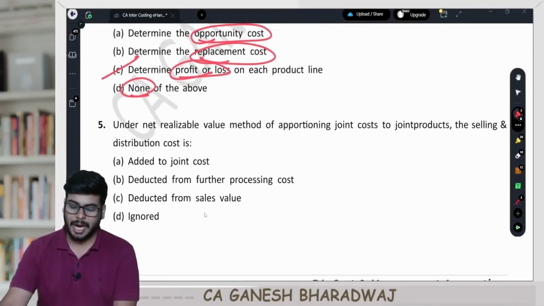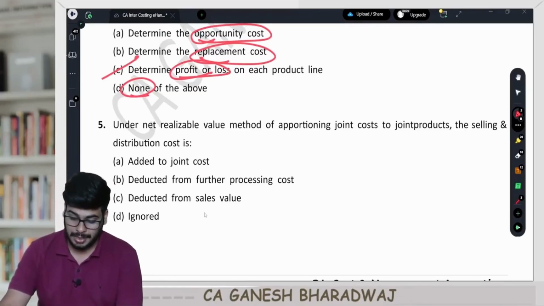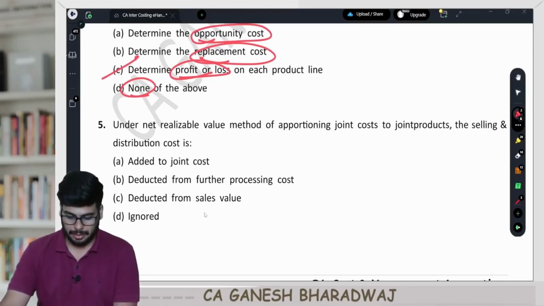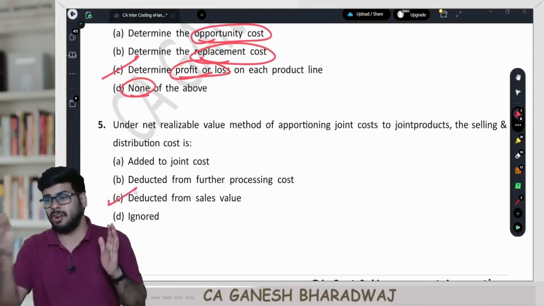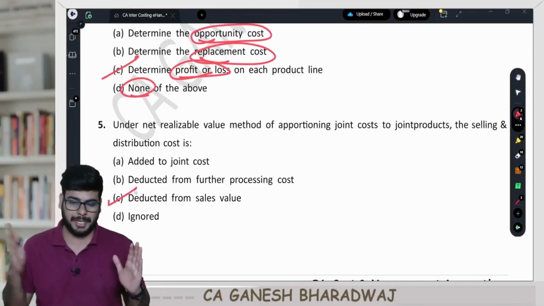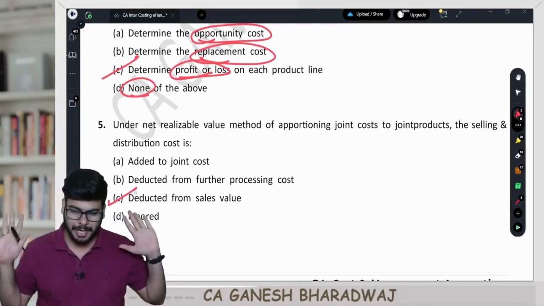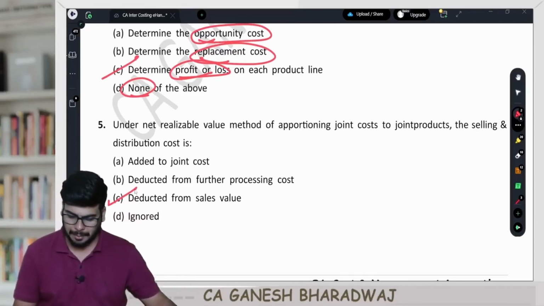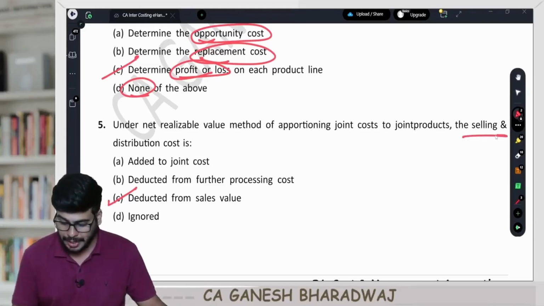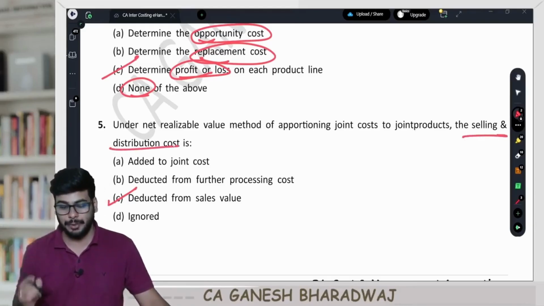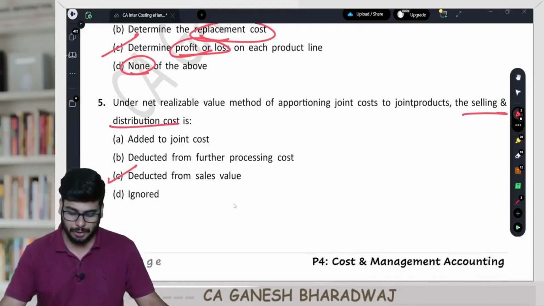Yes, next. Under NRV method of apportioning the joint cost to the joint products, the selling and distribution cost. What will you do to the selling and distribution cost? Exactly. Deduct from sale value. I told you any cost incurred post your separation, post your split off point should be reduced, right? It is not just further processing cost. It could also be any marketing expenses or anything. Clear with this? Look how they have asked. I kept on telling this while doing the sums. See, they have asked it as an MCQ question here.